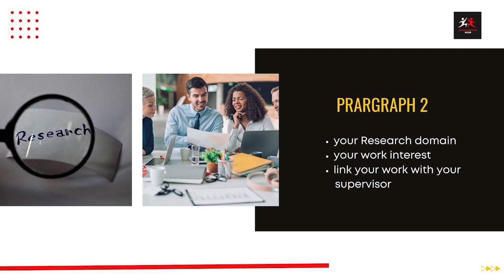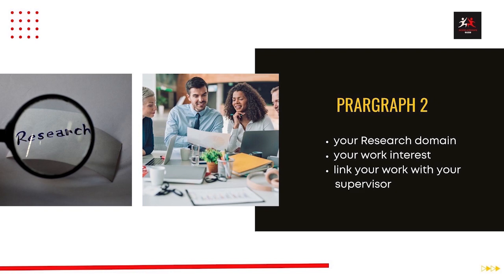Moving towards the second paragraph, paragraph number 2, it is also called the core part of the cover letter. You have to divide this paragraph into 3 sections, like your research domain, any research domain you are interested in, or any research proposal or topic that you are going to pursue in your future.